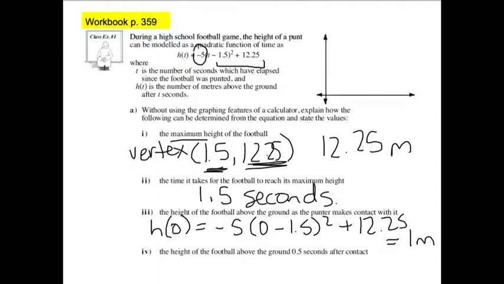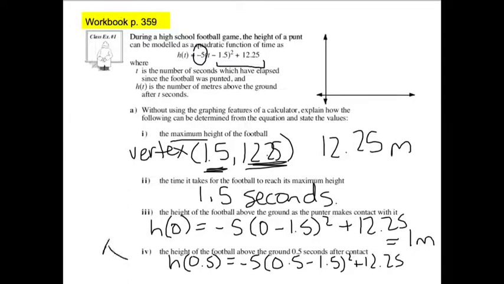Last but not least, we have the height of the football above the ground 0.5 seconds after contact. In that case, replace the t with 0.5. So h of 0.5 is going to be -5 times (0.5 minus 1.5) squared plus 12.25. When you work that one out, that's going to be about 7.25 meters. Remember to follow BEDMAS rules.